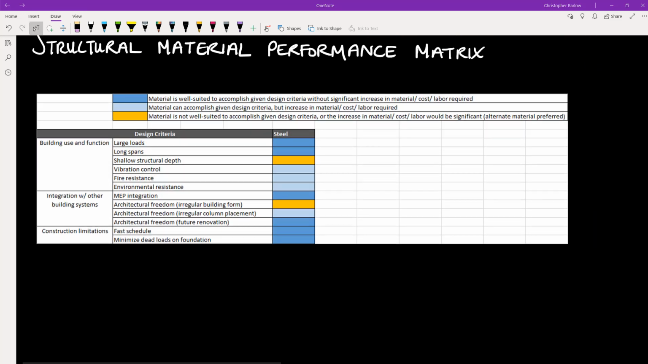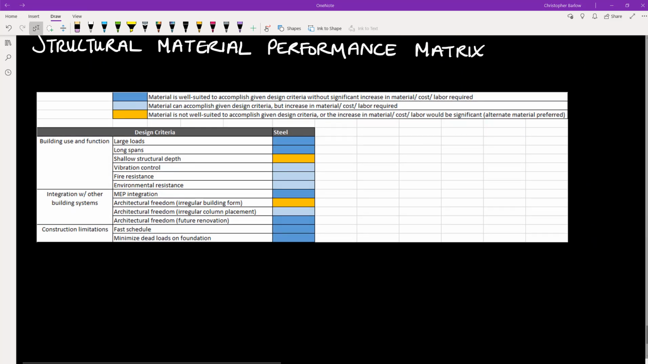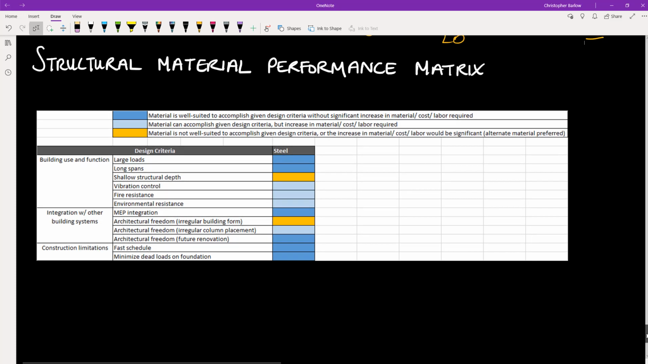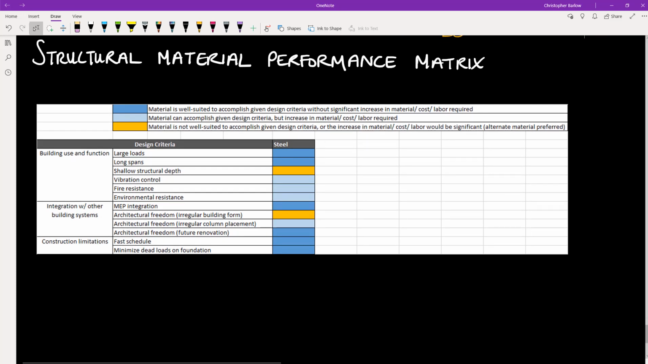Now, to summarize everything that we've learned so far about structural steel, our first structural material, I've put together this structural material performance matrix. And we will be adding to this matrix as we move further along in the course. But for now, let's focus on steel. And you can see that essentially the way this matrix works, if we have this dark blue color, that means the material is well suited to accomplish the given design criteria without significant increase in material, cost, or labor required.